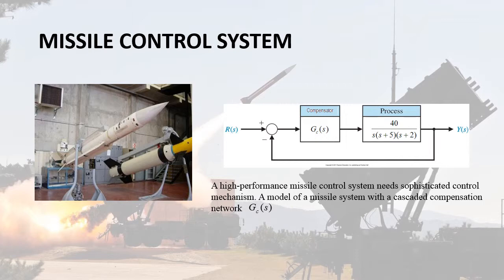In the network, we have to find the phase and gain margin of the process, which is 40 over s times (s plus 5) times (s plus 2). And as for G(s), it is the compensator of the system. We have to determine whether a lead or lag compensator is suitable for the system to achieve stability throughout the whole time.